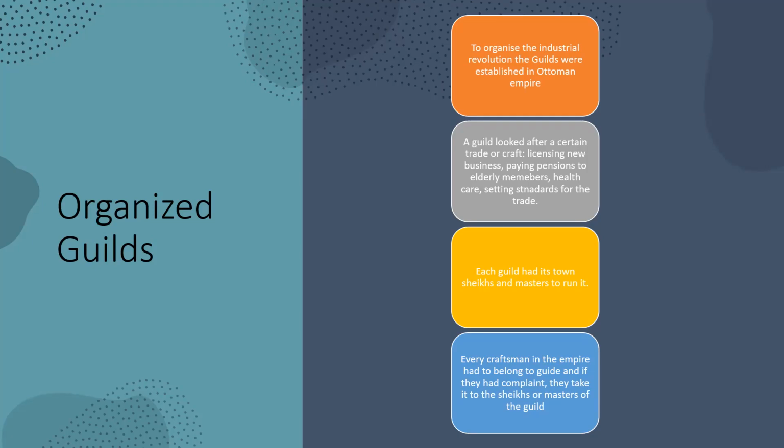So to organize the industries in the Ottoman Empire, the guilds were established. The guild looked after a certain trade or craft. Some of its responsibilities were licensing a new business, paying out pensions to elderly members, healthcare, and setting standards for the trade. Each guild had its own sheikhs and masters to run it, and every craftsman in the empire had to belong to a guild, and if they had a complaint, they would take it to the sheikhs or masters of that guild. So it's like a union.